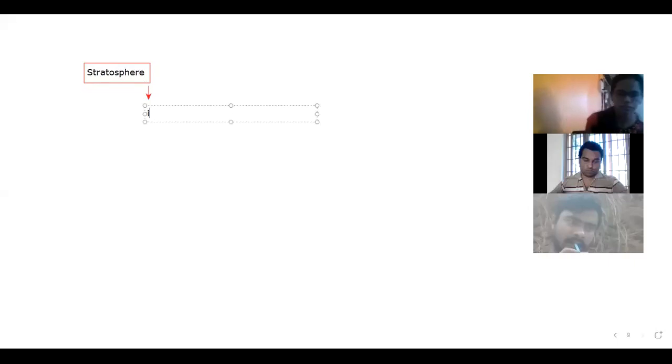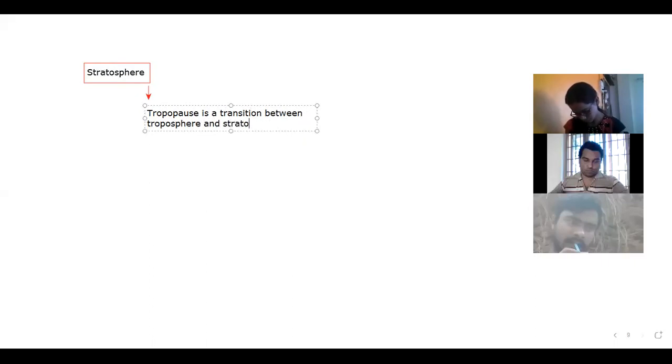The next point is the stratosphere, which I am going to discuss with you. A transition zone between the troposphere and the stratosphere is called the tropopause. In the tropopause, the pause means that the fall in temperature with increase in height stops there, and that is why it is called pause. So the tropopause is a transition zone between the troposphere and the stratosphere.